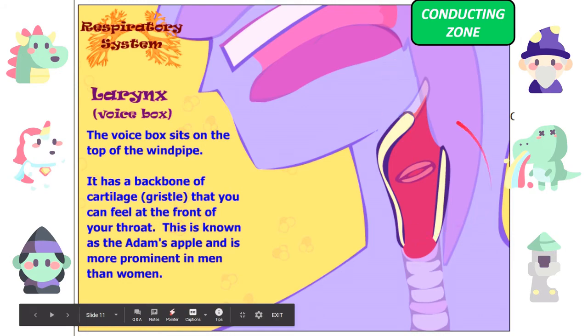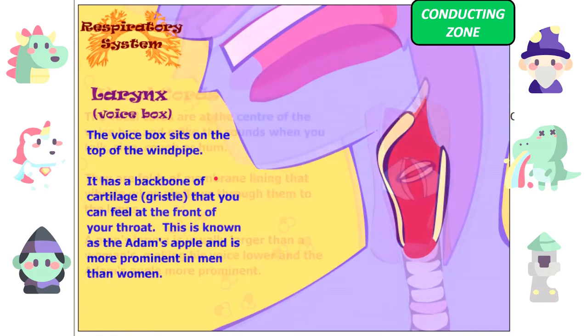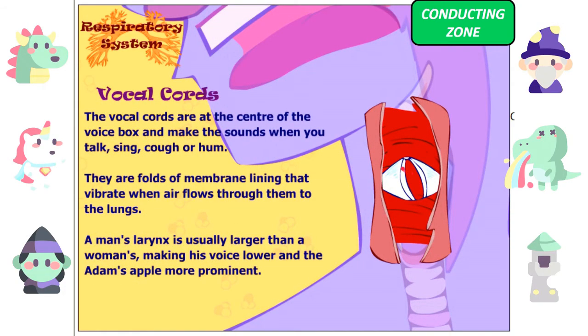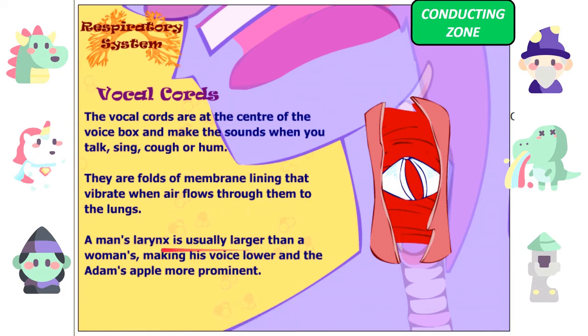So the voice box is found here. Inside the larynx are your vocal cords. This is at the center of the larynx. This allows us to make sounds whenever we sing, talk, cough, or hum. These are folds of membrane lining that vibrate whenever air flows in and out of them. As I mentioned a while ago, the larynx is usually larger in men than in women, making their voice deeper than ours.